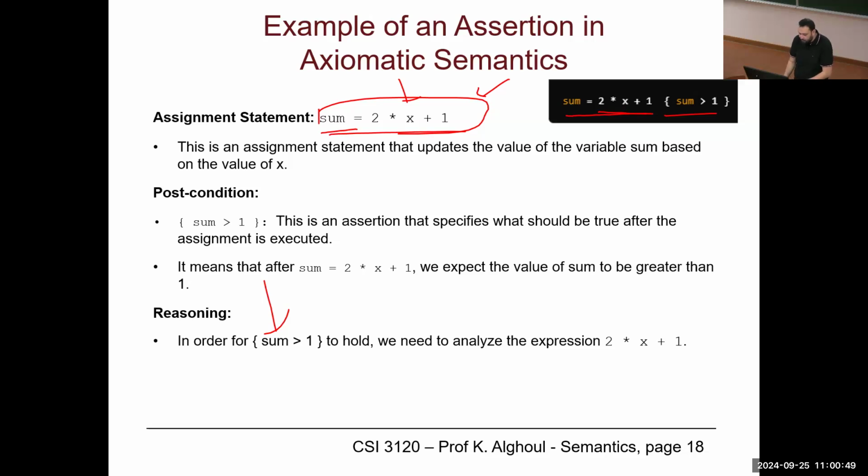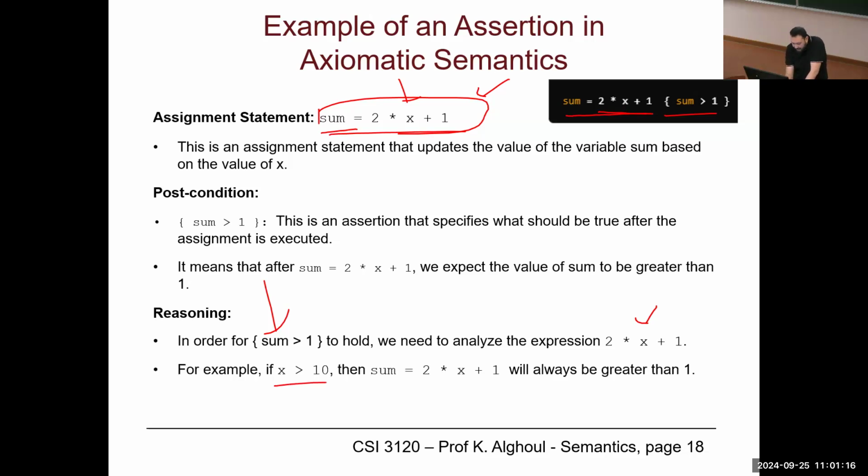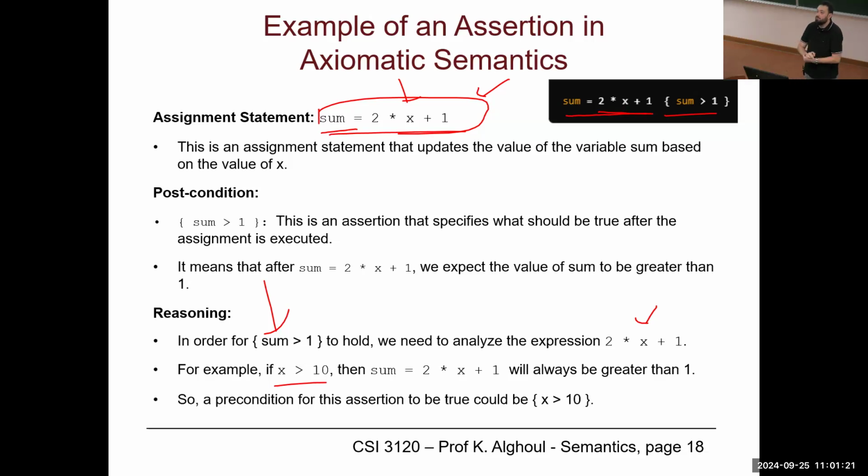In this case, if you look at this one, how can I know when sum will be greater than 1? Give me an example. Yes, x greater than 0. For example, if x is greater than 0, it will work. If x is equal to 2, it's going to work. If x is greater than 10, would it work? 2 times 10 plus 1 is what? 21. It's going to work. So I can say a precondition for this is x greater than 10, for example.